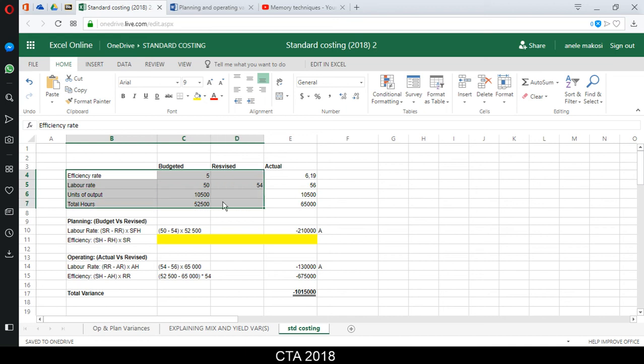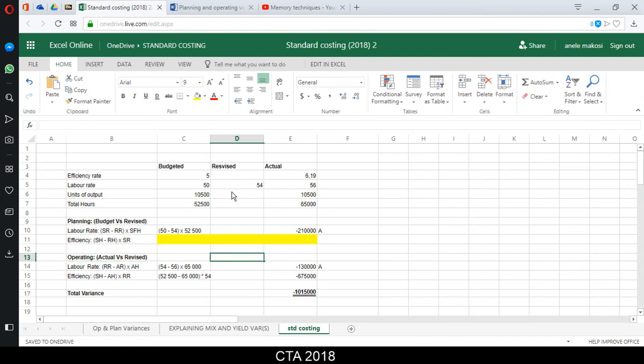I prepare this table. I think this table makes things easier for me. It's easier for me to understand if I prepare this table and to understand, when I'm calculating the planning variances, what do I compare with what? What do I look at? And when I calculate my operating variances, what is it that I am looking at?